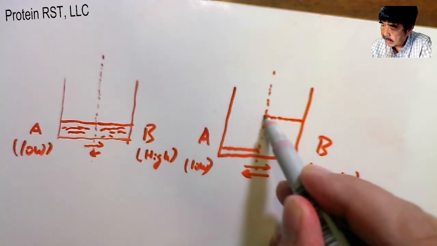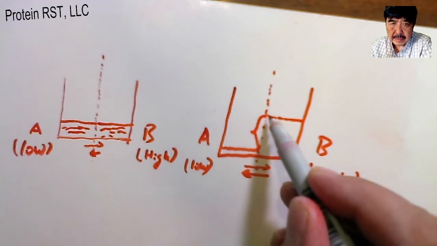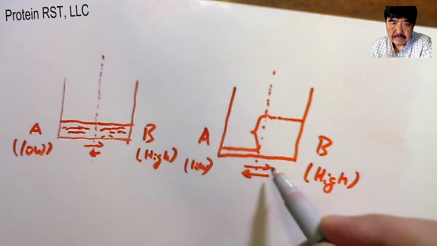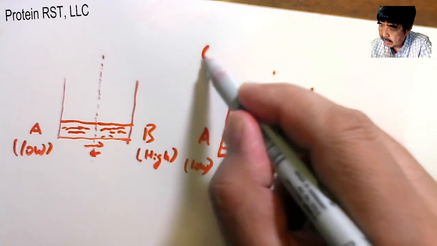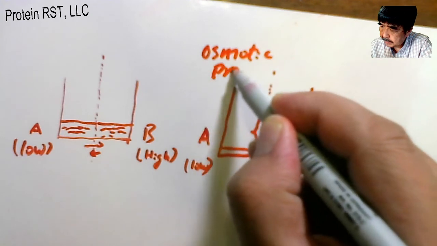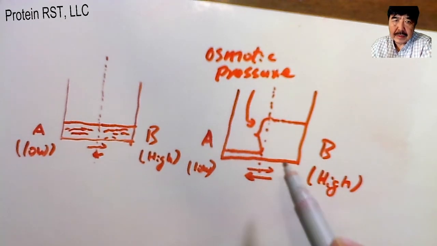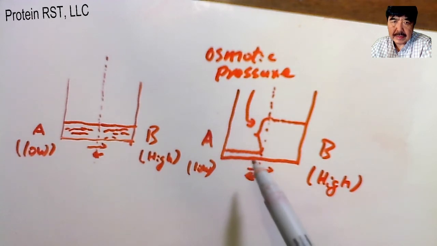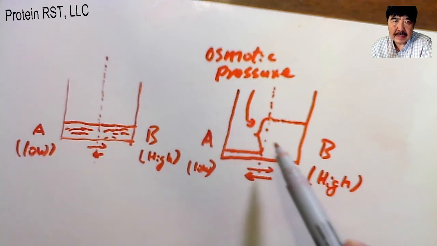This is the difference between the two volumes. When the two flow rates become the same, this difference is called osmotic pressure. This volume difference is balanced by the difference of concentration. This is the osmotic pressure, right?